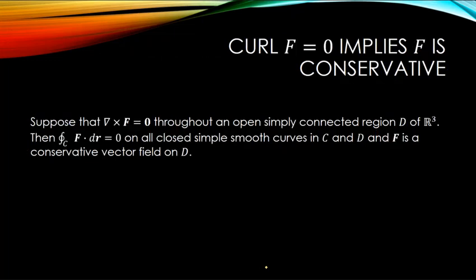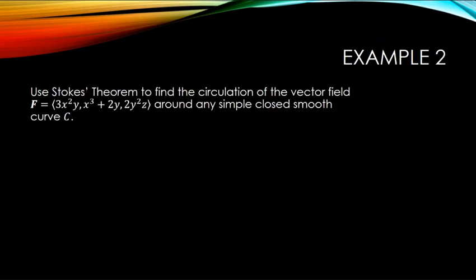What this tells me is that if del cross F is equal to 0 throughout an open simply connected region D of R3, then the closed integral over C of F dot dr is equal to 0 on all closed simple smooth curves C in D, and F is a conservative vector field on D. In other words, if the curl is 0, it implies I have a conservative field. So let's work an example.